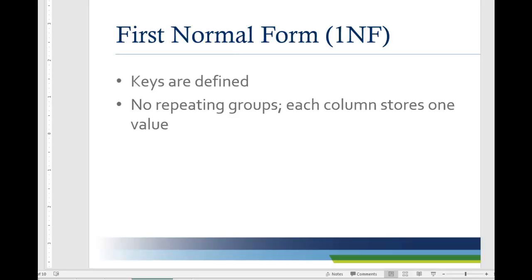The table is in first normal form when all the key attributes are defined. There are no repeating groups in the table, and also a table is in first normal form when all remaining attributes are dependent on the primary key. So let's take a look at an example of how we can perform the normalization process in your database project.